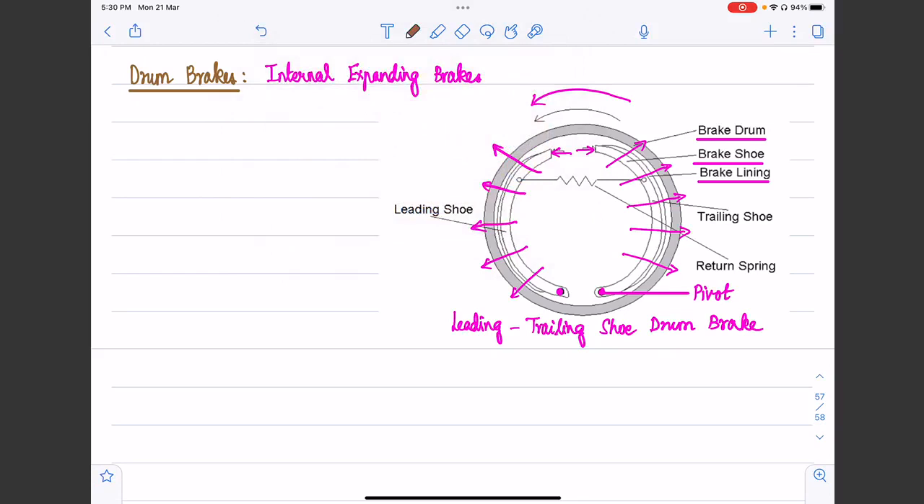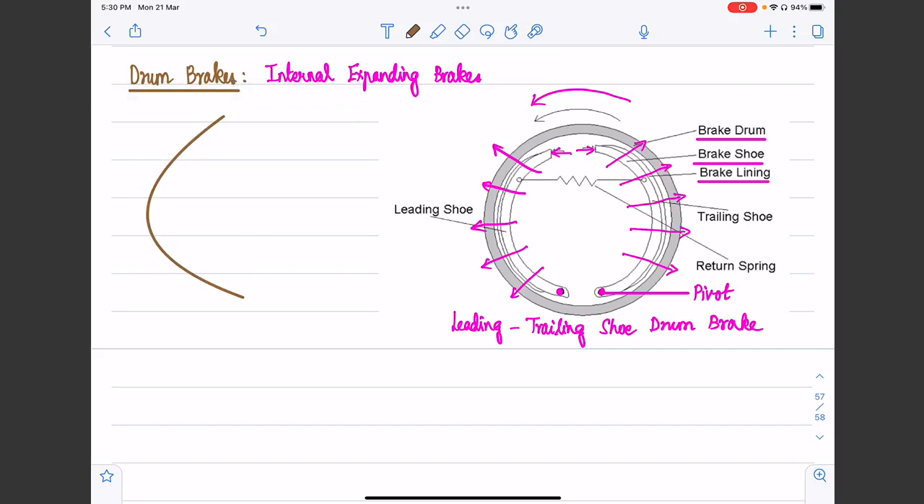And we will do some lumped analysis. Okay, so let us say I draw the free body diagram of this brake shoe, what we are calling the leading shoe. So let's just draw it properly. Please give me a second.